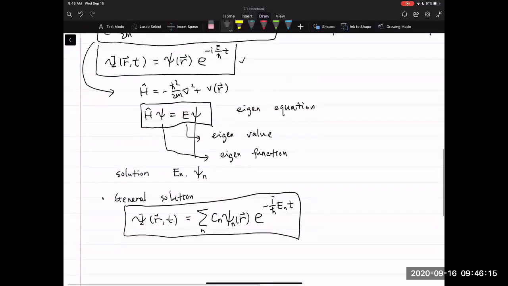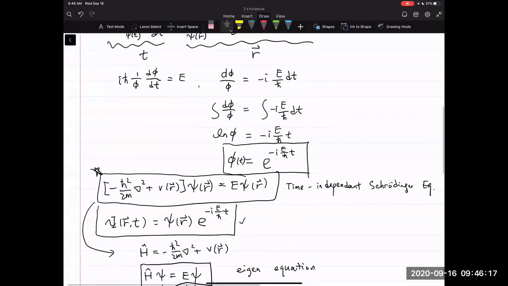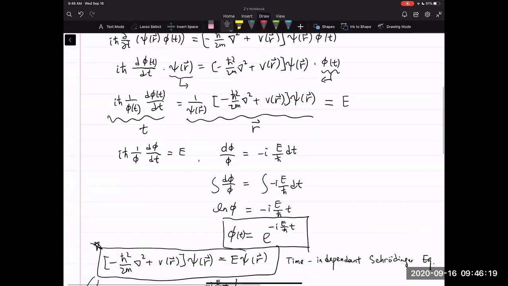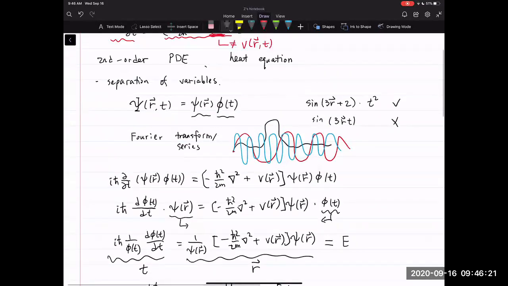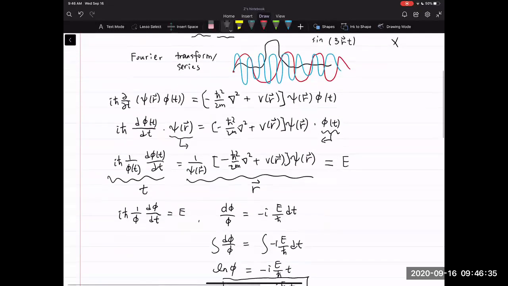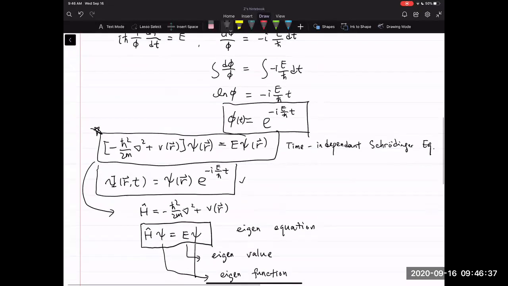Going back to think about the procedure, how do we get that? So with the separation of variables, right here, we use a separation of variables to separate the space-dependent part times the time-dependent part. And phi of t can be solved in general. It's an exponential function. And the psi r will depend on the interaction or the potential.